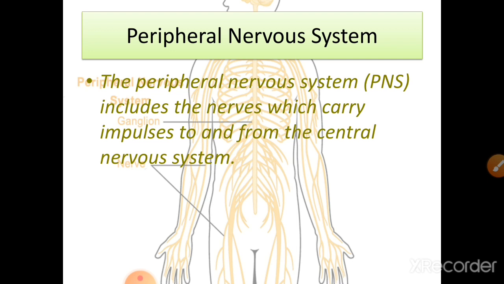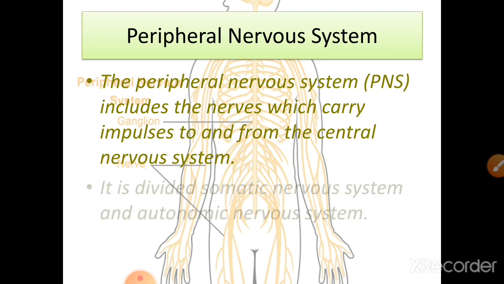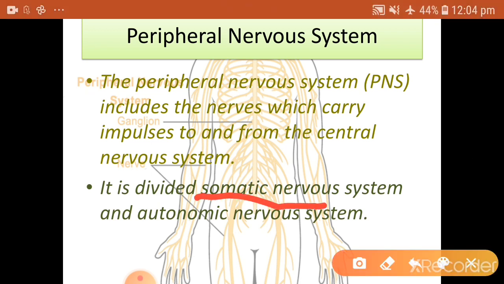Okay. So as you know, nerves are present all over your body, isn't it? That's why you feel sensations all over your body. It is divided into the somatic nervous system and the autonomic nervous system. So we have two kinds of peripheral nervous system, somatic nervous system and autonomic nervous system.